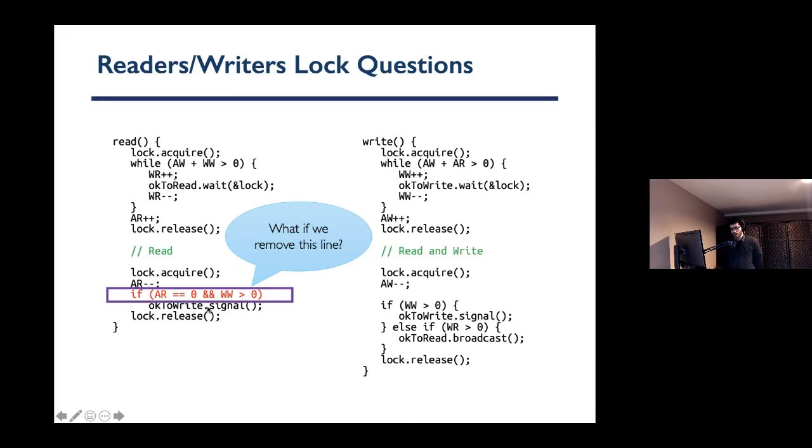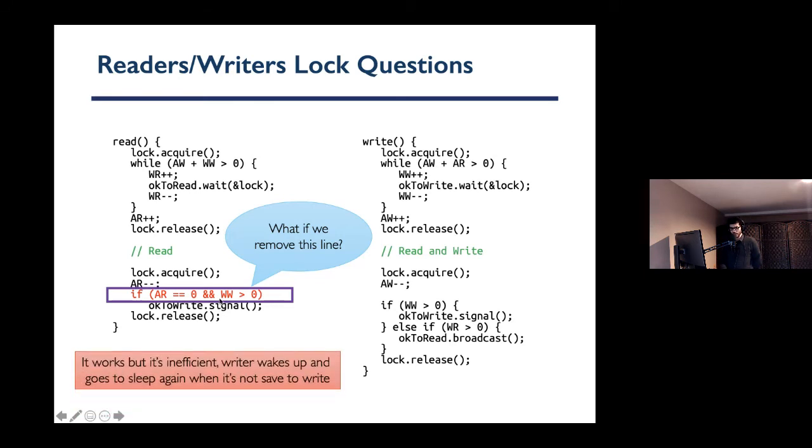Would this work? Am I changing the semantic of my lock? Would things go wrong? I'm going to just wait a little bit and then answer the question so that everybody has some time to think about it. So basically, this is releasing the reader lock. And I'm saying, instead of checking, just signal. Just signal. The answer is, actually, it works.